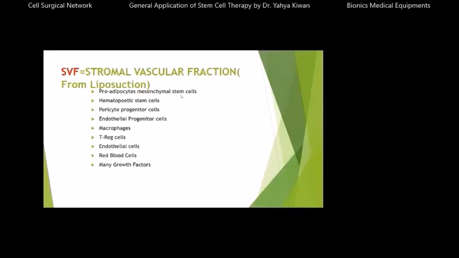Now, stromal vascular fraction, which is obtained by liposuction, called SVF, contains the following types of cells. When you do lipoaspirate and do the stromal vascular fraction part, which is the diluted part, it contains pre-adipocytes, which are mesenchymal cells. It contains hematopoietic stem cells.